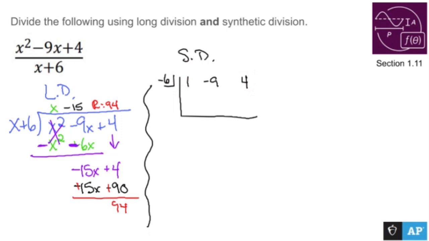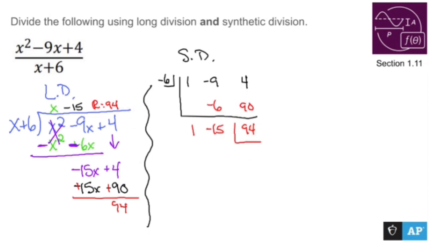Step number 1 with synthetic division is you drop down the first term. Take that number and multiply it to your root here. 1 times negative 6 is negative 6 and write it there. Add these two and get negative 15. Repeat. Negative 15 times negative 6 is 90. Add these two and you get 94. Now what's that 94? That's your remainder, just like we had over here.